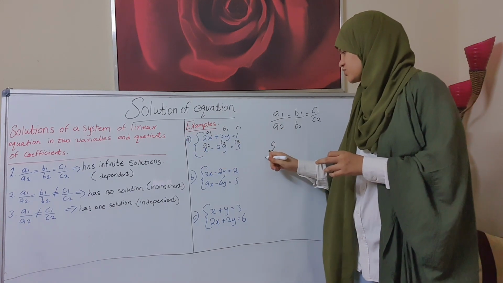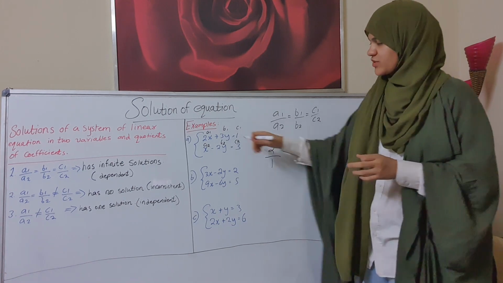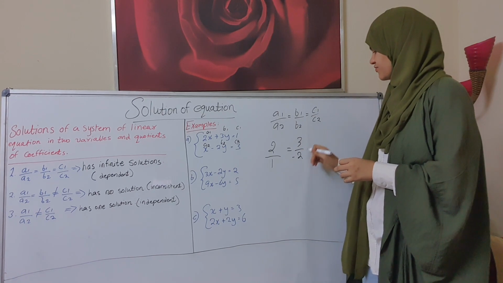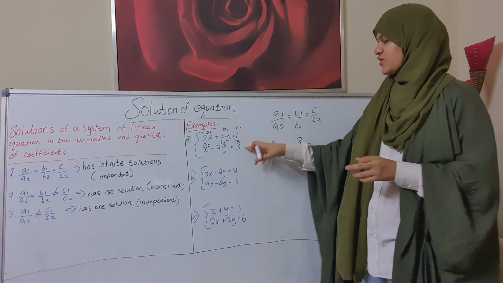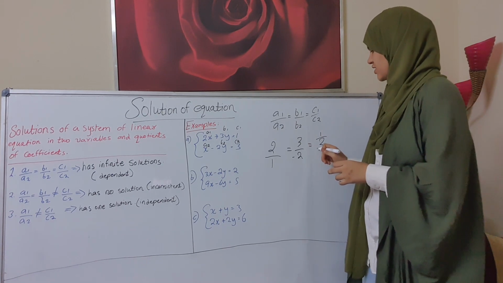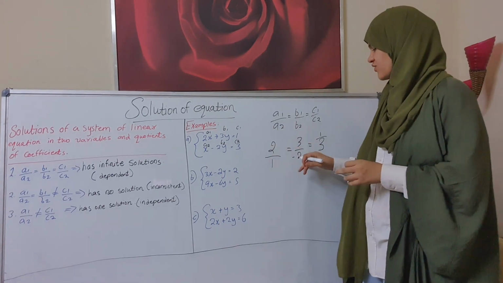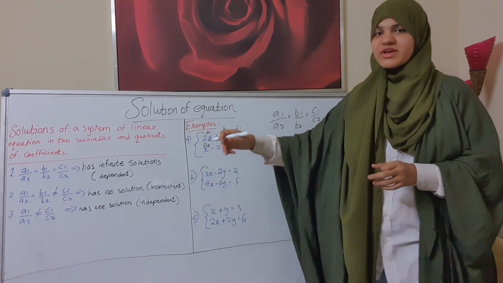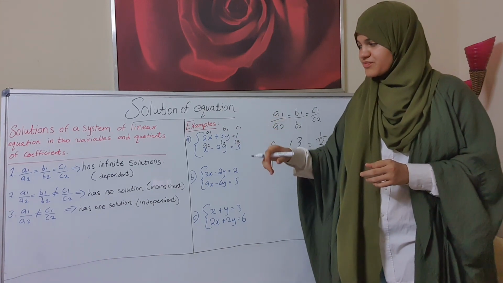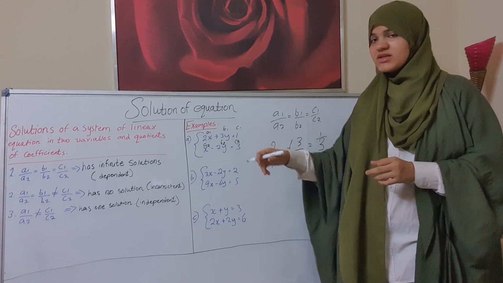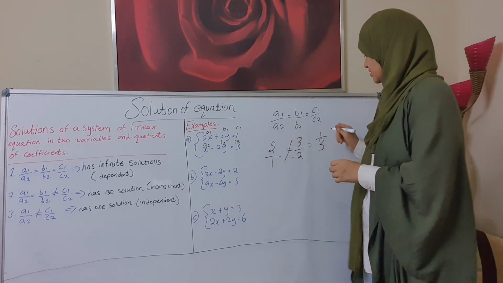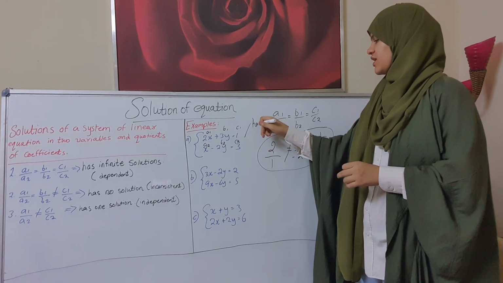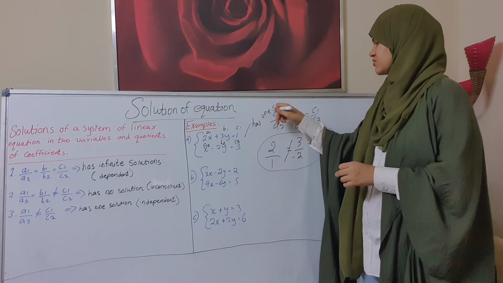So 2 over 1 compared with 3 over negative 2, compared with 1 over 3. Here 2 over 1 is not equal to 3 over negative 2. So this is rule number three, where A1 over A2 is not equal to B1 over B2, which means it has one solution. So this equation has one solution.